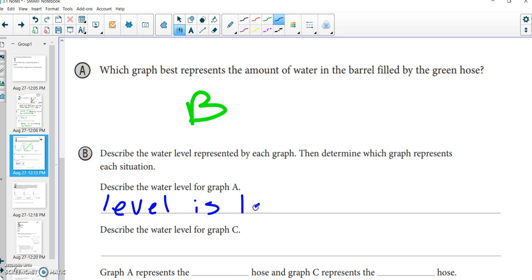Something like the level is low and increases over time.